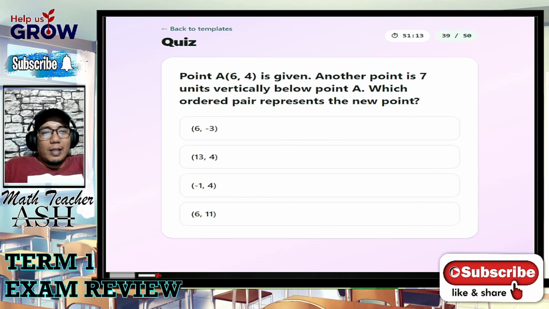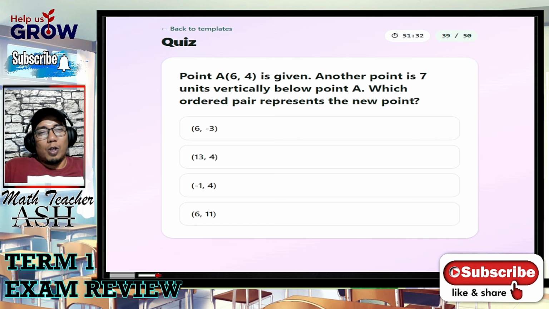Point A, located at (6, 4) is given. Another point is 7 units vertically below point A. Which ordered pair represents the new point? Is it (6, -3)? Is it (13, 4)? Is it (-1, 4)? Or is it (6, 11)? What do you think is the answer?